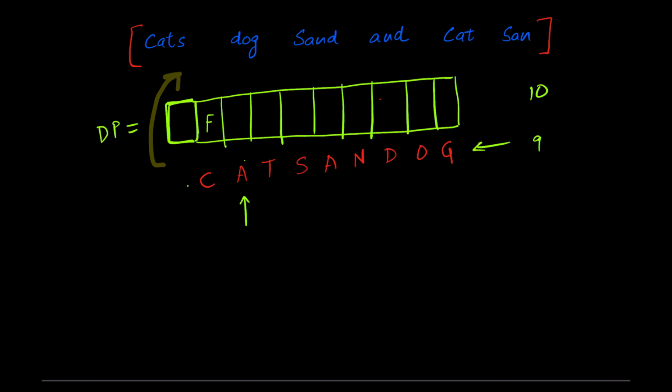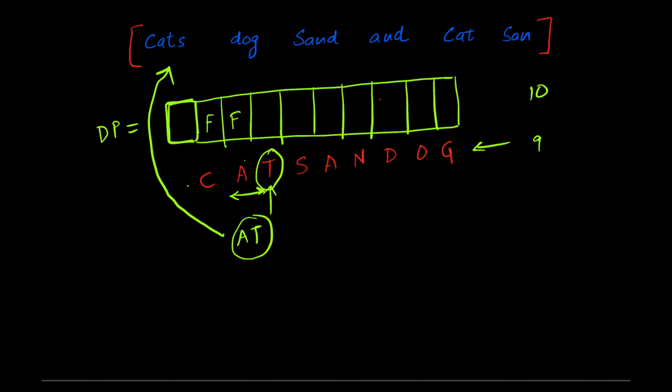No, there is no such word in the dictionary. So we'll say false in the DP array. Moving on to the next element, which is T. T does not exist by itself in the dictionary. Now we'll try to combine it with the one character before, which is AT. Does AT exist in the dictionary? No, it does not. So we'll extend the range to include C as well. So the word is cat, which exists in the dictionary. So we'll place true in the DP array for that position.